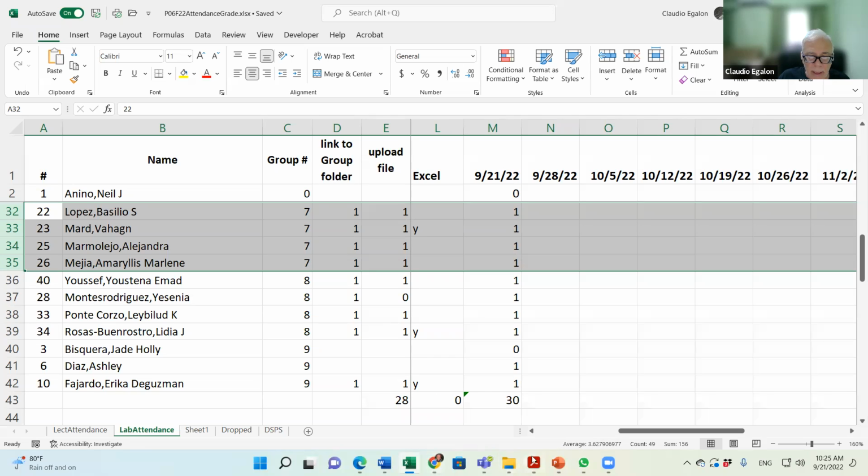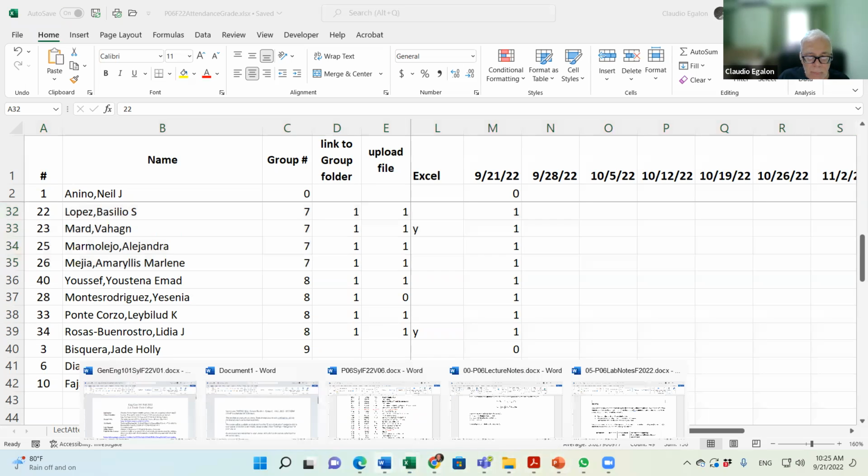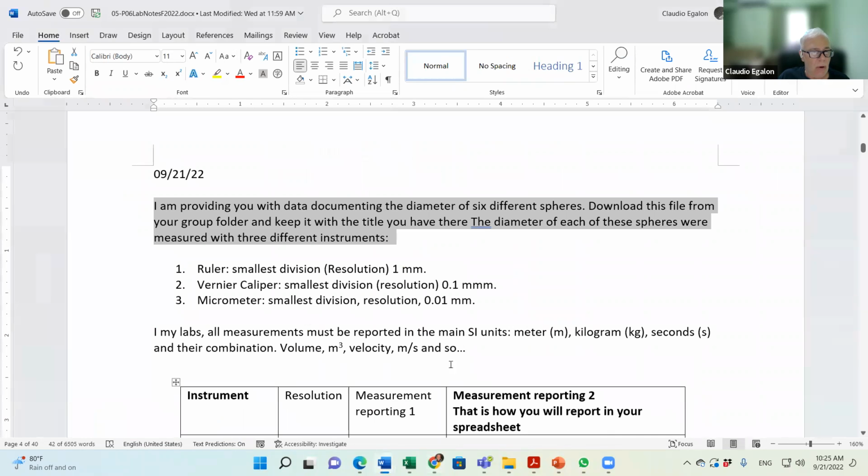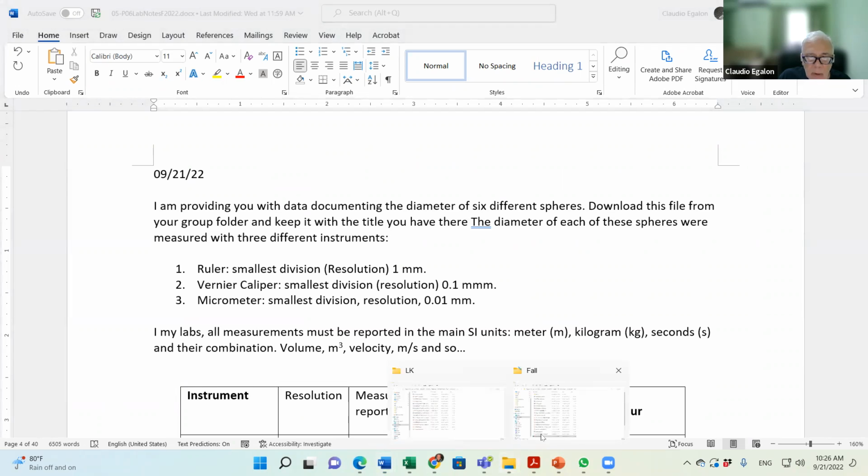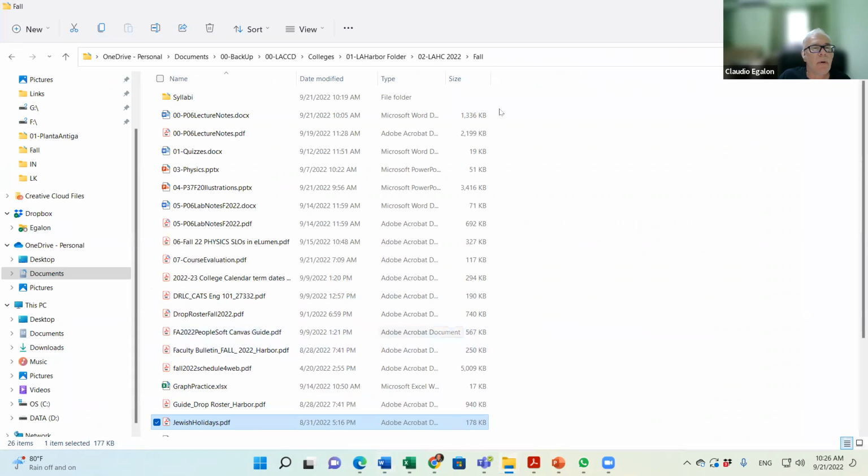Okay, so go ahead. You should have your spreadsheet already in your hard drive. Okay, and what do we have there in that spreadsheet? Let's take a look at one of those spreadsheets that I downloaded for you.